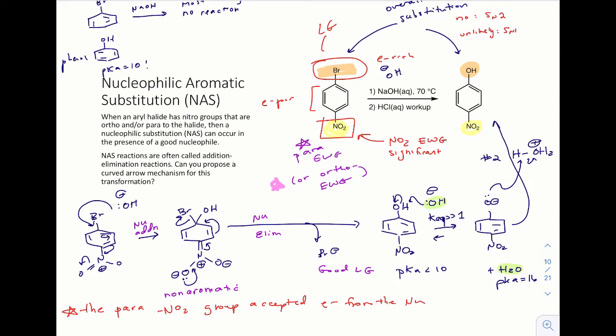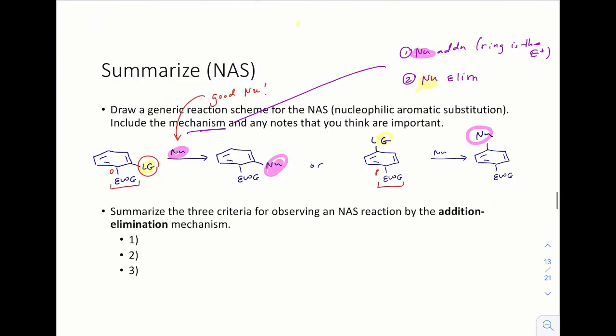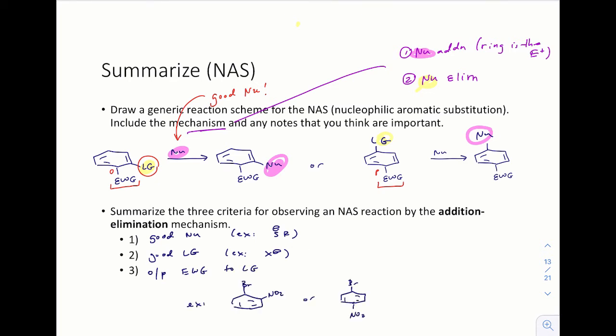This is consistent with this general mechanism, excluding the proton transfer steps at the end. Now, the three criteria that are necessary for observing a nucleophilic aromatic substitution reaction by the addition-elimination mechanism are a good nucleophile, such as thiolate, a good leaving group, such as a halide, and an ortho or para electron withdrawing group to that leaving group, such as in these two molecules.